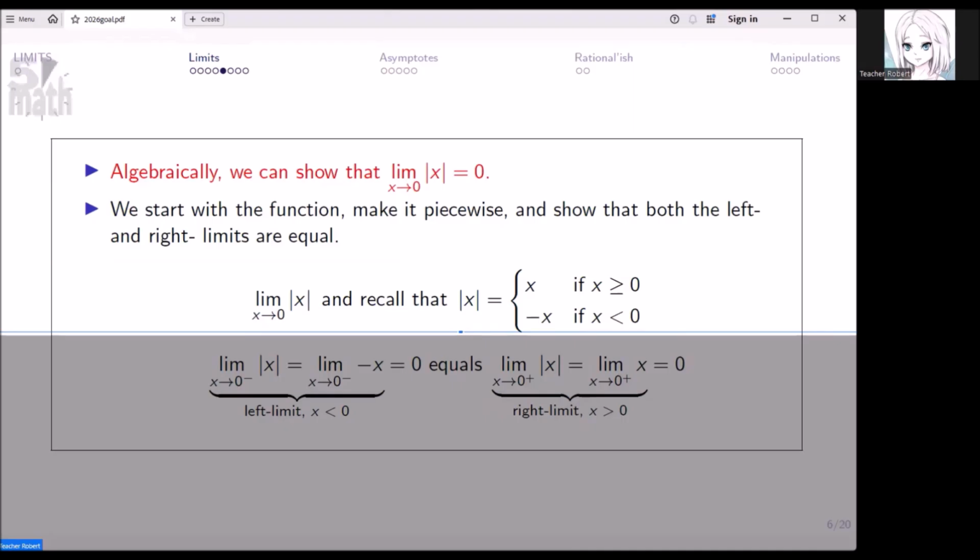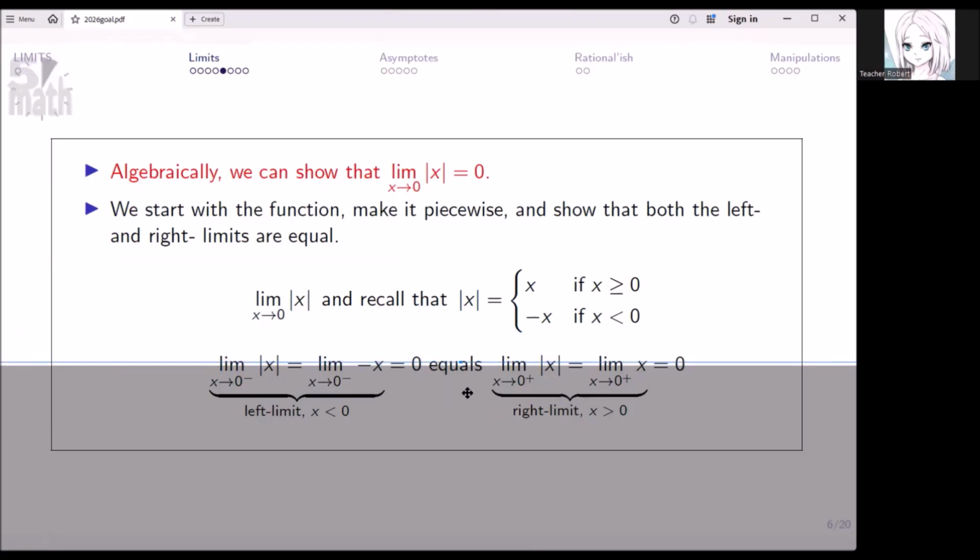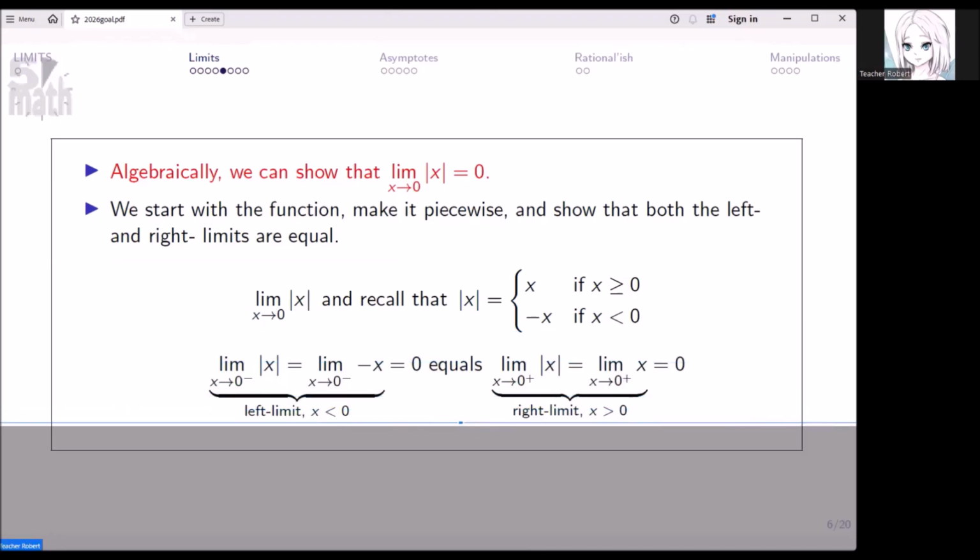Limit as x approaches 0, absolute value x, and recall that absolute value x equals this. Limit as x approaches 0 from the negative absolute value x equals limit as x approaches 0 from the negative minus x equals 0 equals limit as x approaches 0 from the positive absolute value x equals limit as x approaches 0 from the positive x equals 0.